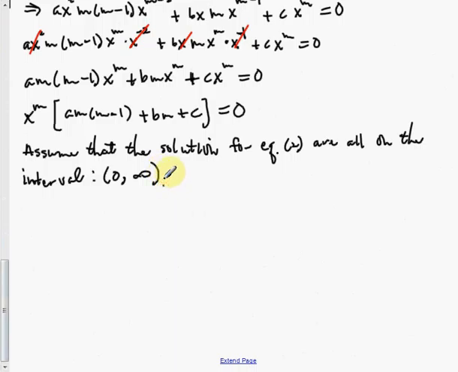You see this equation right here, x to the m times the brackets is equal to 0. So we say here that either x to the m is equal to 0 or what's inside the bracket is equal to 0. It's like one or the other. So if you kick out that you can't have a 0 solution, then x to the m is not equal to 0. Right? So here we have x to the m equal to 0 or a times m minus 1 plus b times m plus c equal to 0.